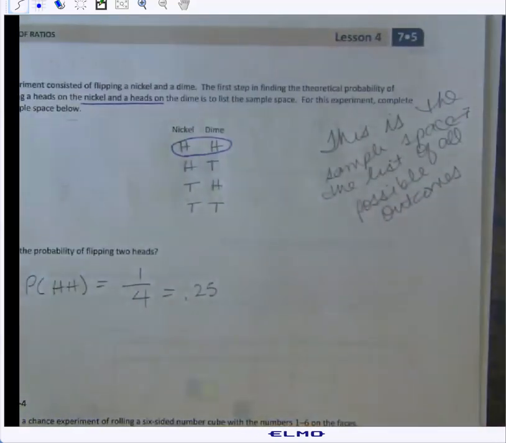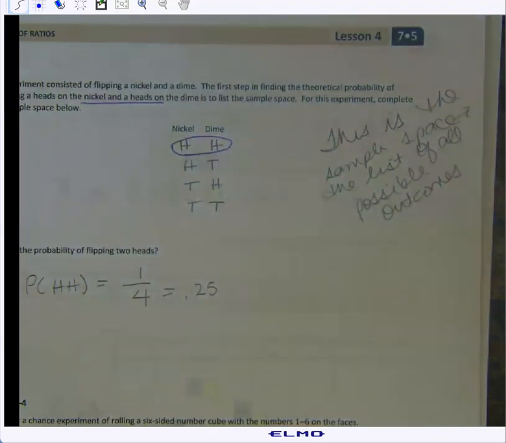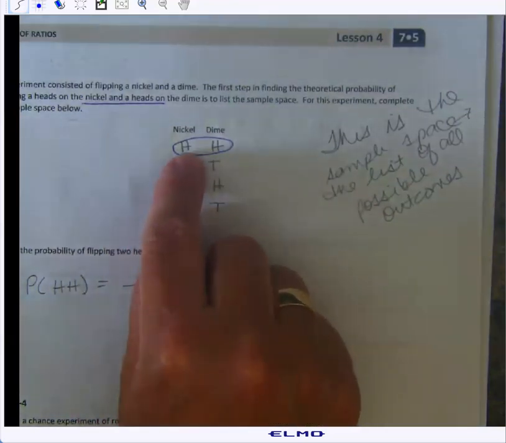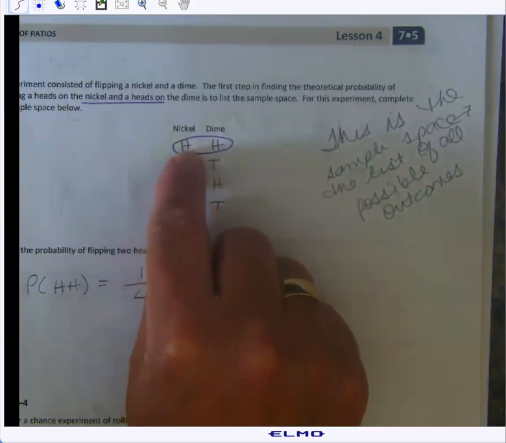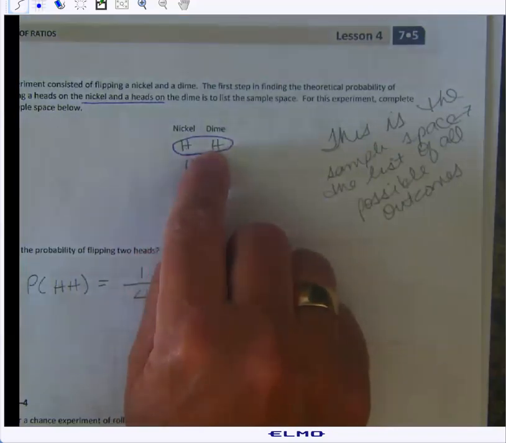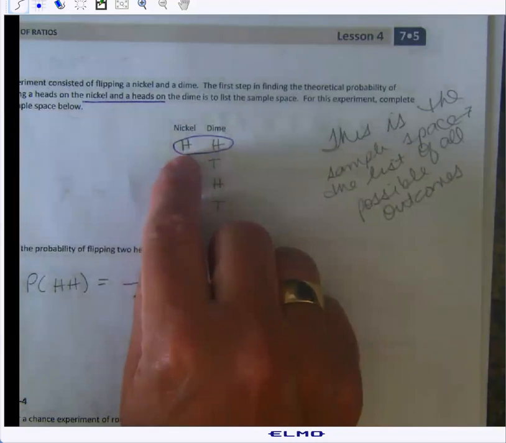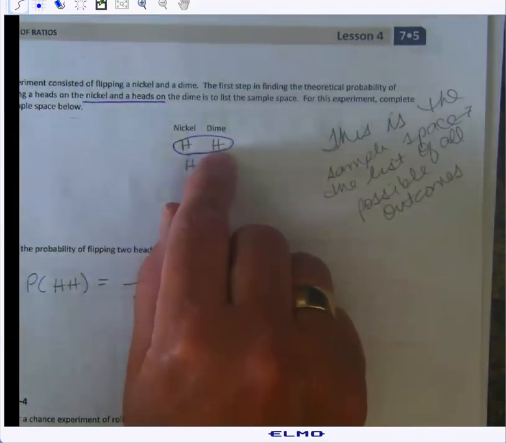Remember, the sample space is when you list all the different outcomes that an event could have. So the best way to do it is just to go through very methodically. The nickel could land on heads. Let's just pretend we're flipping the nickel first. It could land on heads. Now, leave that there and ask yourself, which way could the dime land? It could also land on heads, right? So if the nickel lands on heads, the dime could also land on heads.